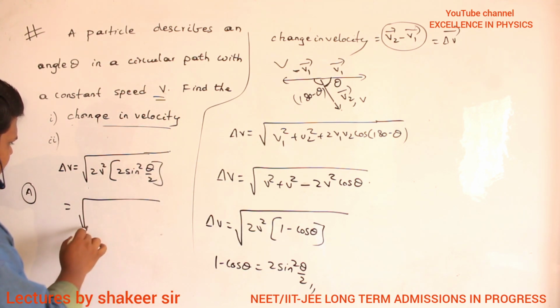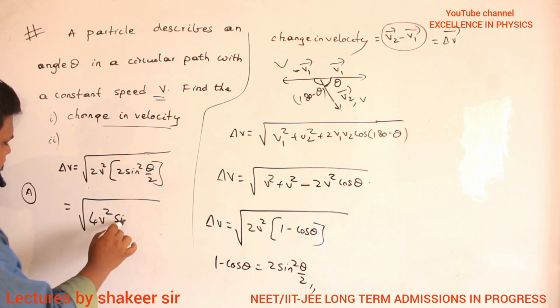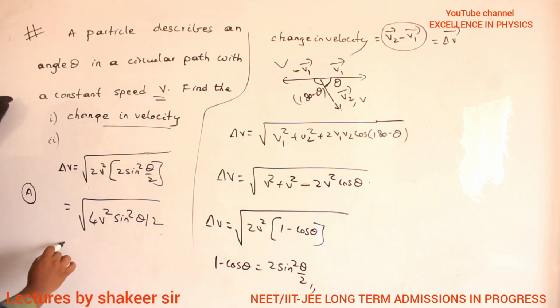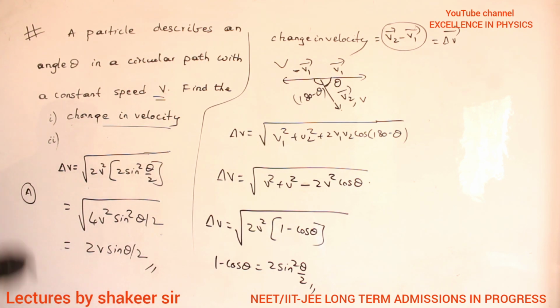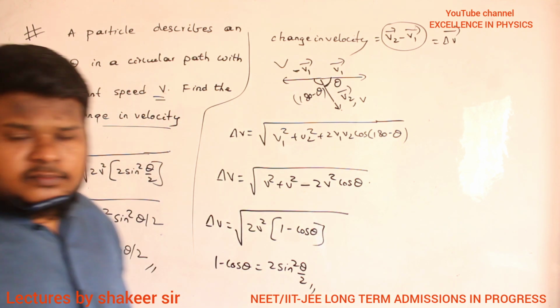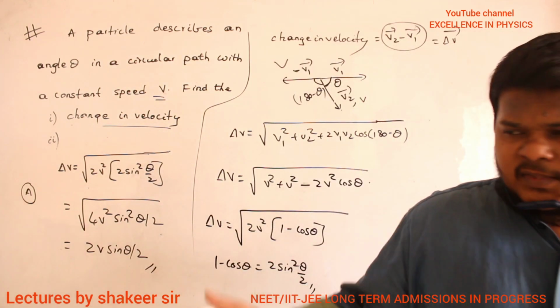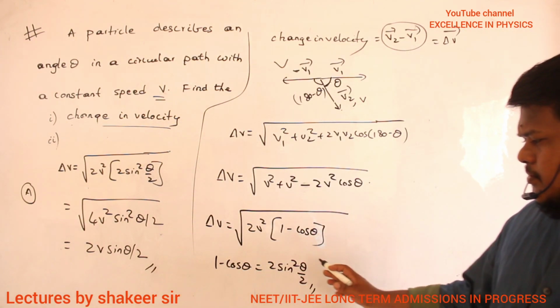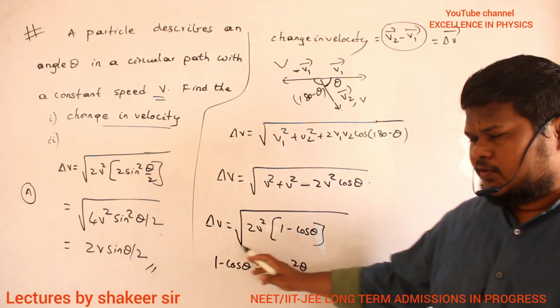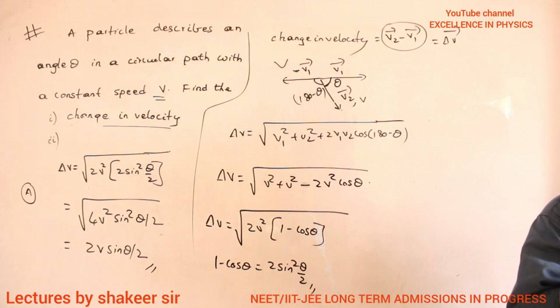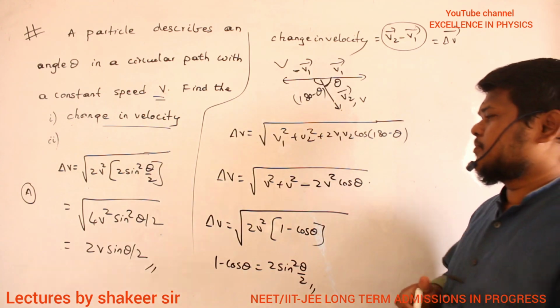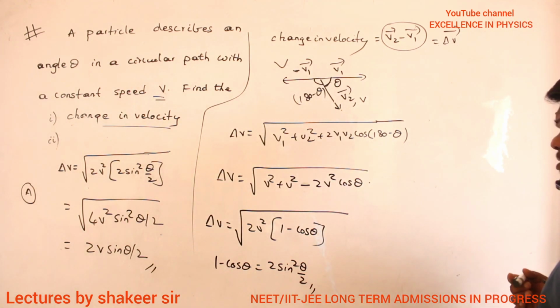So then what is the total value I will get? 4v square sine square theta by 2. So therefore it is equal to 2v sine theta divided by 2. So this is my equation for change in velocity. Have you understood, all of you? Clear? That's all, very simple. So this is the equation which you may be confused about: 1 minus cos theta is equal to 2 sine squared theta by 2. Clear? That's it.